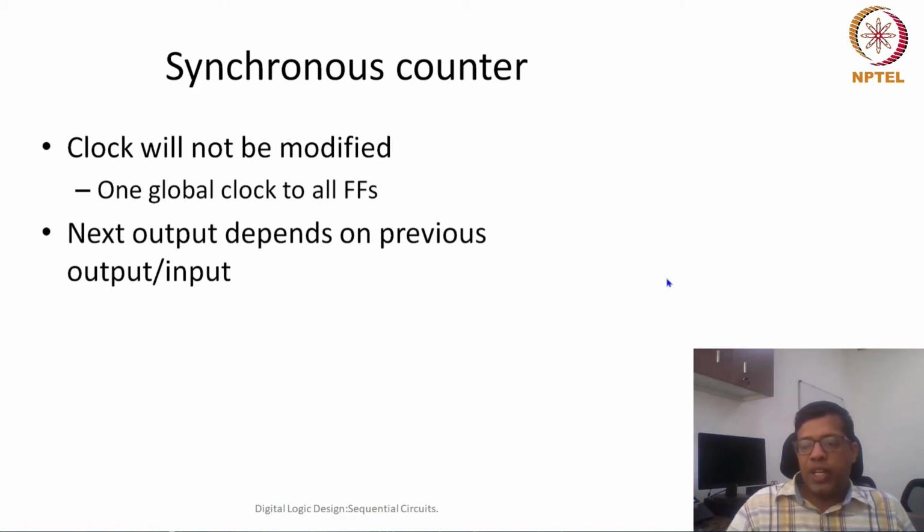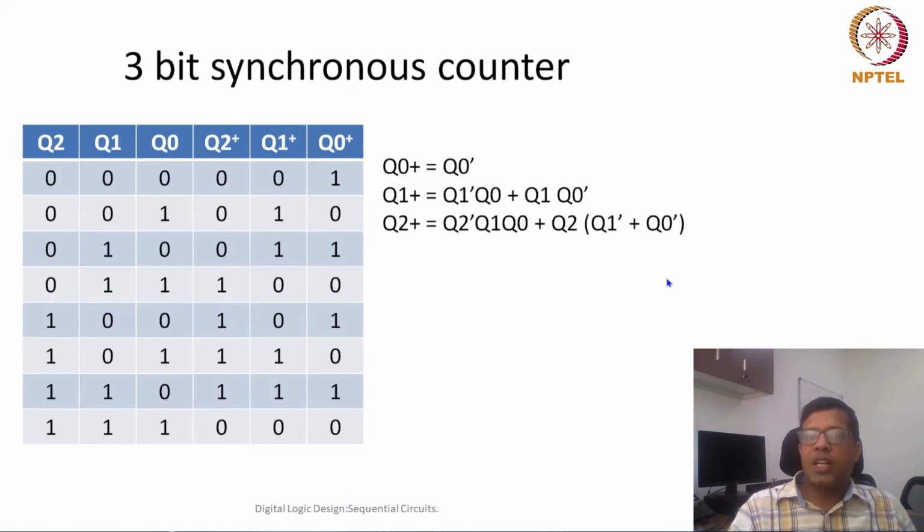Now, how should I design a synchronous counter? For that, I create a state table, where I say this is the present state, then what would be the next state. Based on that combination, I can create a K-map for all the next states, and then we can create a counter. To illustrate this point, let us try to design a 3-bit synchronous counter.